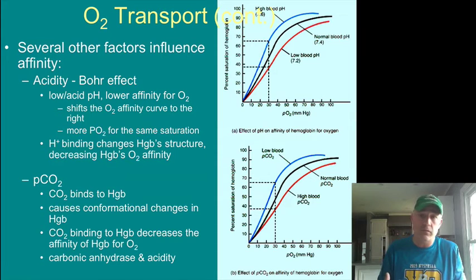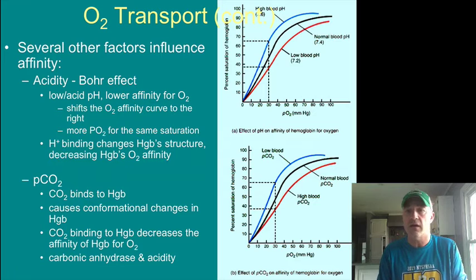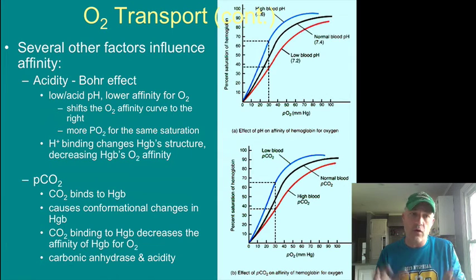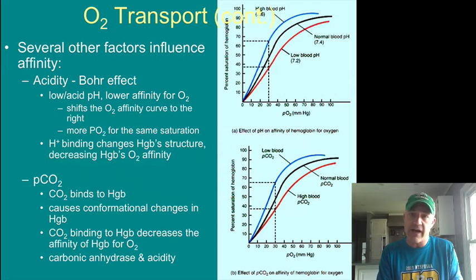And again, neither one of these things necessarily mean it's a good thing or a bad thing. A right shift or left shift, neither of these are actually a good thing or necessarily a bad thing. It's just kind of showing you under conditions where you want more offloading, it's going to decrease that affinity for it to hold on to it. Again, the whole idea with hemoglobin is it is a delivery truck. We don't want a delivery truck that just holds on to its product and doesn't drop anything off. So again, having a higher affinity is not necessarily better. Having a lower affinity is not necessarily bad.